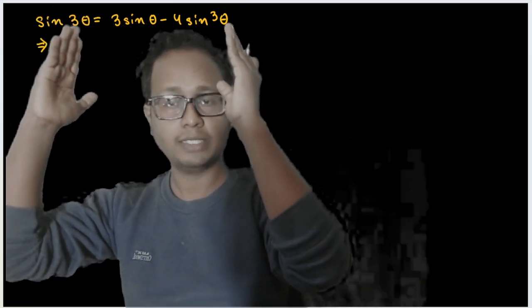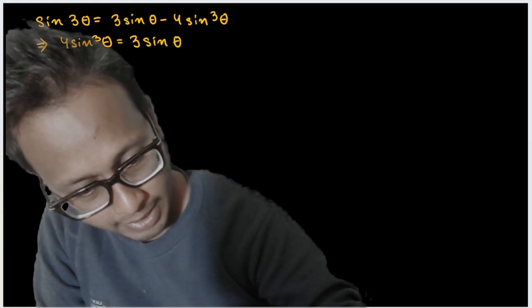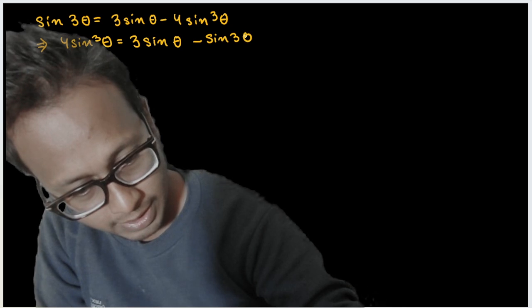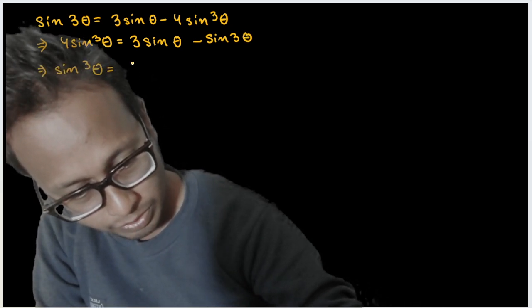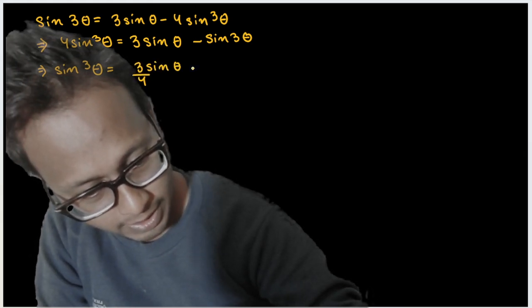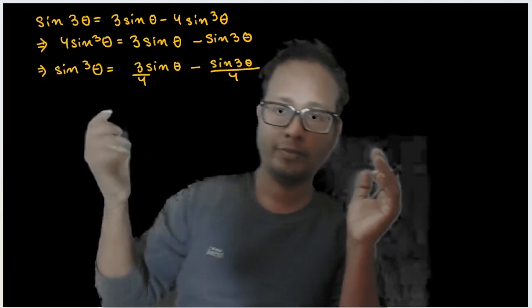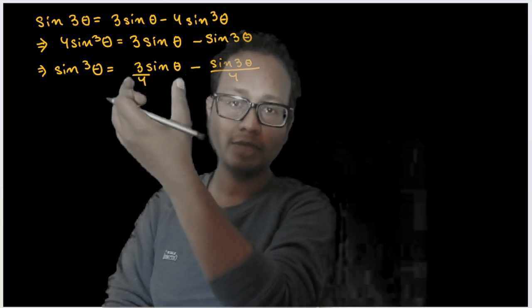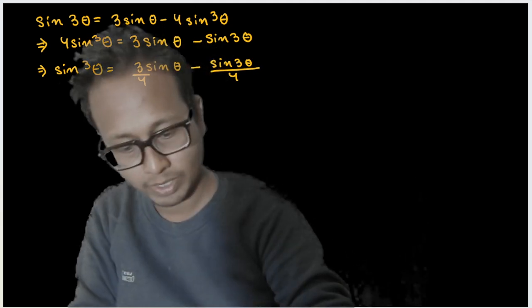Okay. So suppose I already know this equation is in effect, that there is an equation that says sin 3θ = 3 sin θ - 4 sin³θ. So from this equation, I can easily say that 4 sin³θ = 3 sin θ - sin 3θ, isn't it? Or sin³θ = 3/4 sin θ - sin 3θ/4. Understood up till here? Okay, so sin³θ is nothing but 3/4 sin θ - sin 3θ/4.